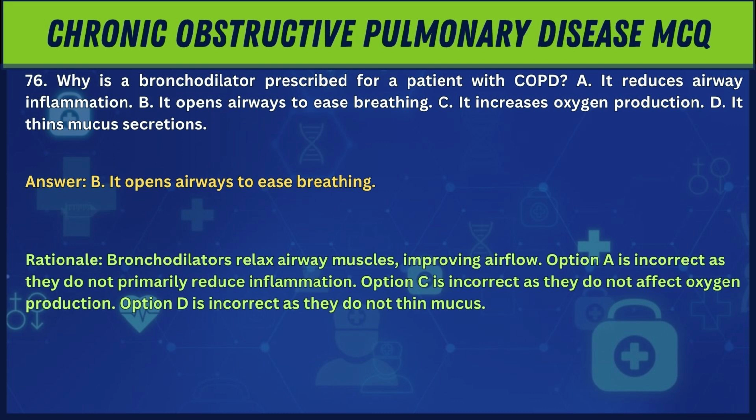76. Why is a bronchodilator prescribed for a patient with COPD? A. It reduces airway inflammation. B. It opens airways to ease breathing. C. It increases oxygen production. D. It thins mucus secretions. Answer: B. It opens airways to ease breathing. Rationale: bronchodilators relax airway muscles, improving airflow. Option A is incorrect, as they do not primarily reduce inflammation. Option C is incorrect, as they do not affect oxygen production. Option D is incorrect, as they do not thin mucus.